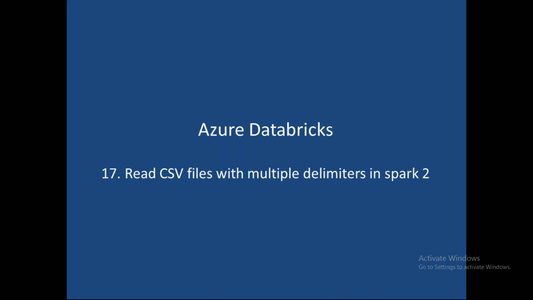In yesterday's session, we saw how to read multiple delimiter CSV files by using Spark 3. In Spark 3, you can directly say sep equal to double pipe if you have a double delimiter, or sep equal to dollar and pipe if you have dollar and pipe. But in Spark 2, that syntax will not work. Whatever we learned in our previous session will not work in Spark 2.